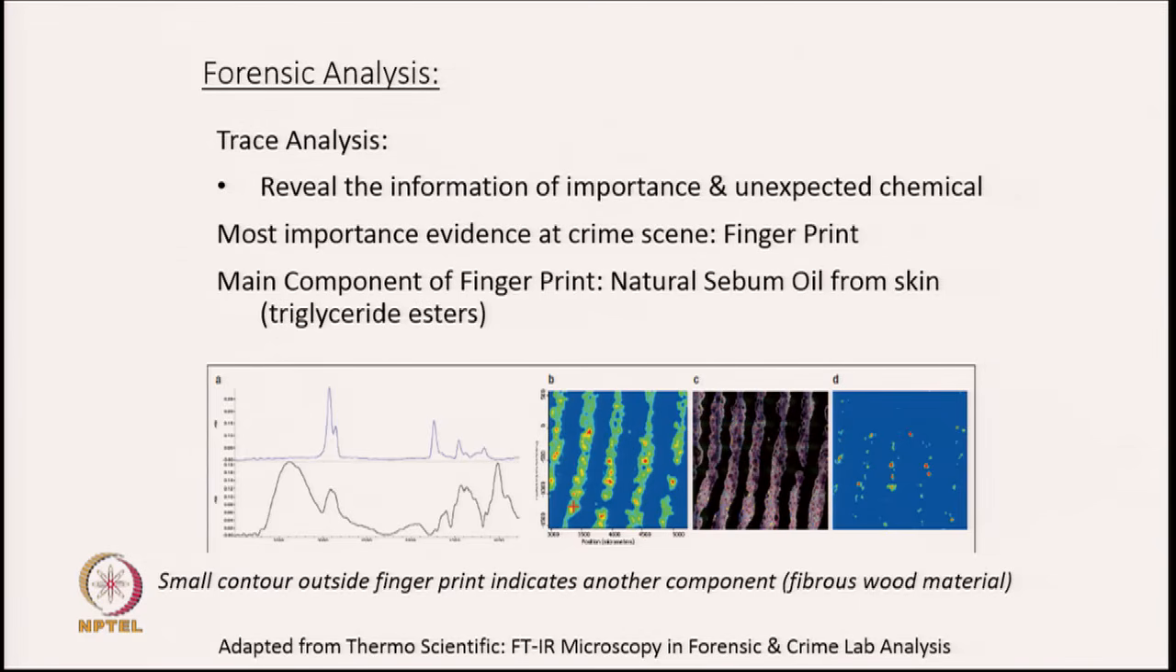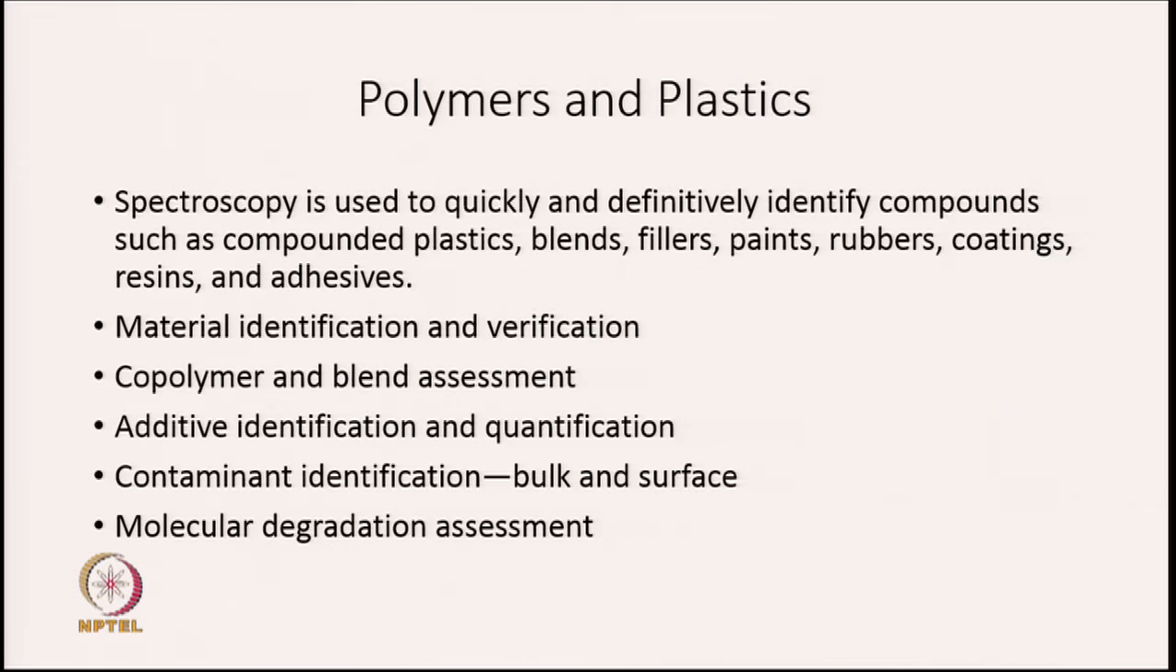Trace analysis is also very important. The most important evidence at a crime scene is your fingerprint, and a fingerprint has different chemical components. For example, natural sebum oil from skin, which is basically a triglyceride ester, can provide information about a particular suspect.